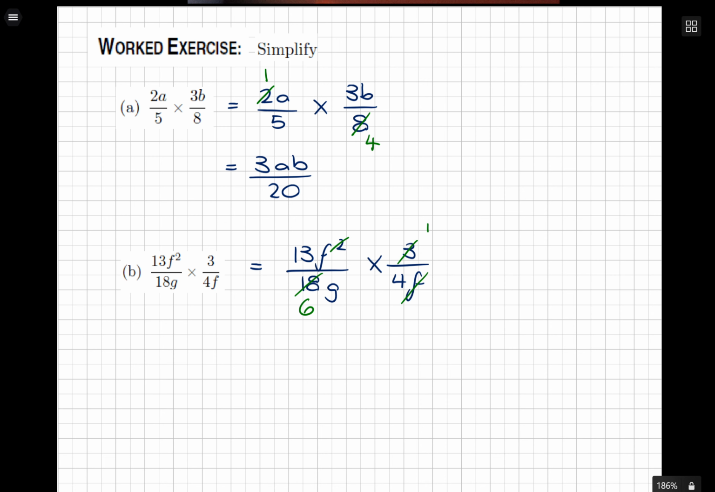Okay, I think we've got them all. We'll check again at the end. 13 times 1 is 13, and f, there's only an f, so 13f, and on the bottom 6 times 4 is 24, and alphabetical order there's only one, so it's just g. So 13f on 24g. I can't spot any more common factors, so we must have caught them all in the first step, and that's our answer.